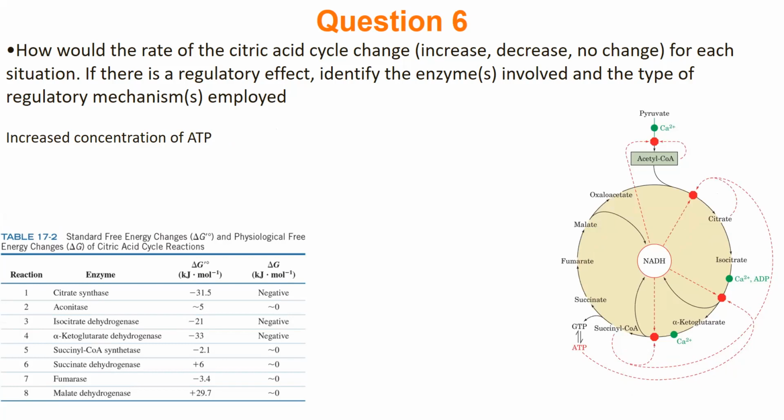ATP down here, ATP goes and inhibits, you just follow the line here, isocitrate dehydrogenase. Again, isocitrate dehydrogenase is another one of those enzymes that is far from equilibrium, so it is one that can also control flux. So it will slow down this enzyme, which ultimately slows down the citric acid cycle.